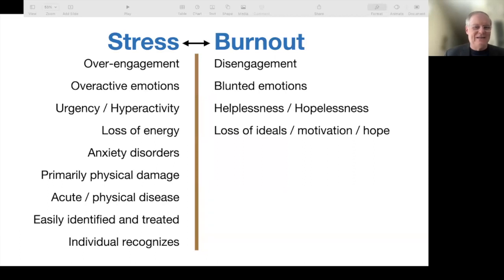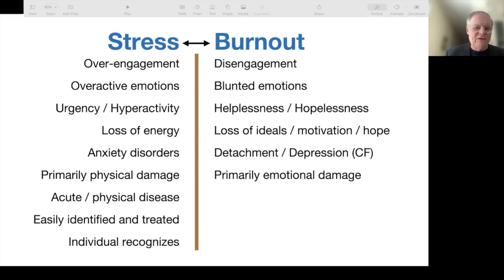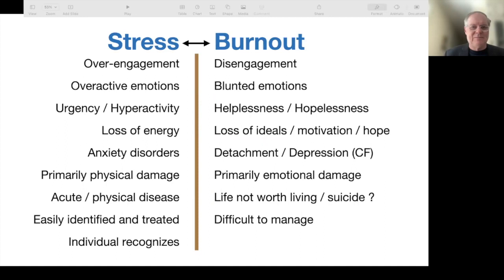Stress is earmarked by anxiety disorders. Burnout is earmarked by detachment disorders or sometimes clinical depression. With stress, the primary damage is physical. You notice it in your body, in blood pressure, cholesterol, being overweight, whatever. Burnout, unfortunately, is more emotional, and it's emotional damage that a lot of times is hard to fix on your own without help. In stressful situations, the disease is apparent. Your blood pressure is up, your physical signs are not good when you're overweight or not exercising or not eating right. Here, it's more about, why am I here? And stress is easily identified and treated. Most of the time, burnout is not.